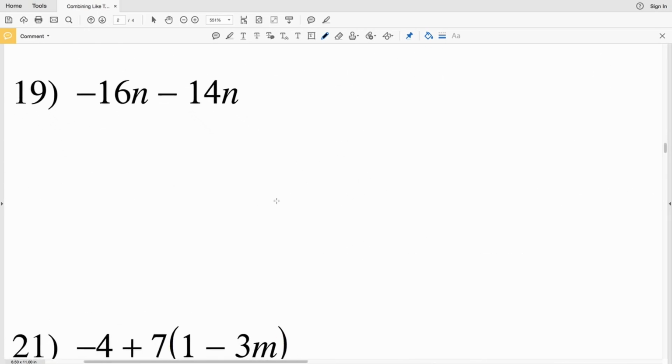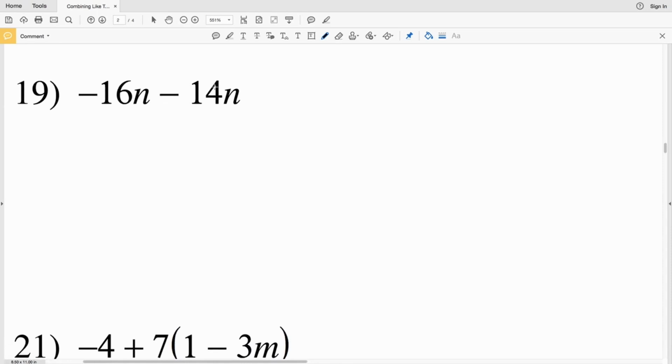19, we have negative 16n minus 14n. So we're going further in the negatives when we take away 14n from that negative 16n. So negative 16n plus a negative 14n is going to be equal to negative 30n.